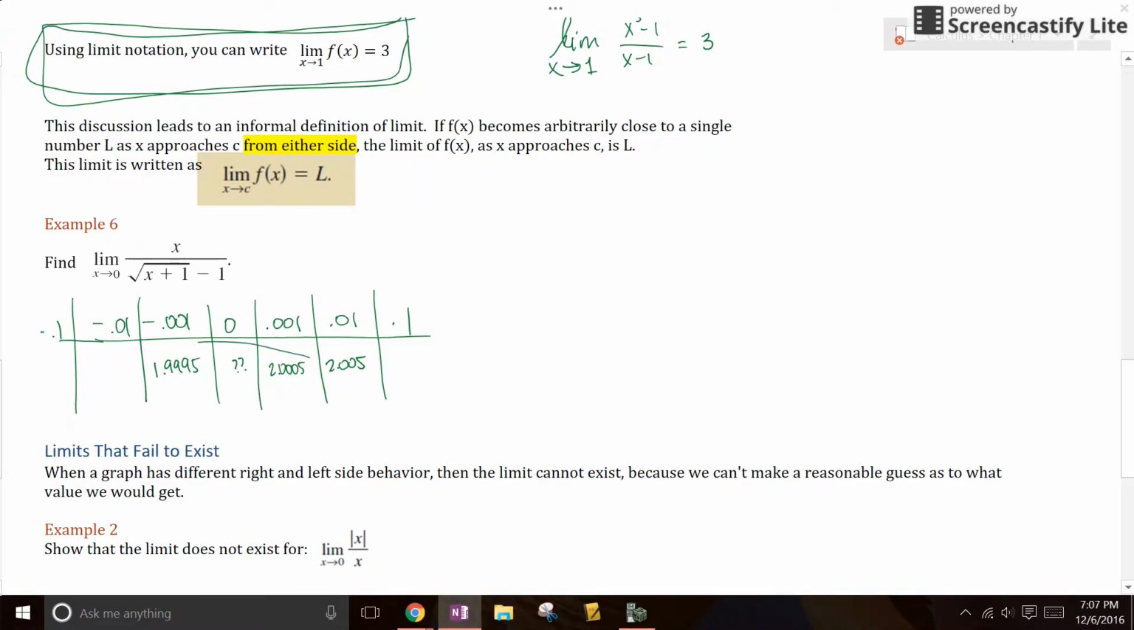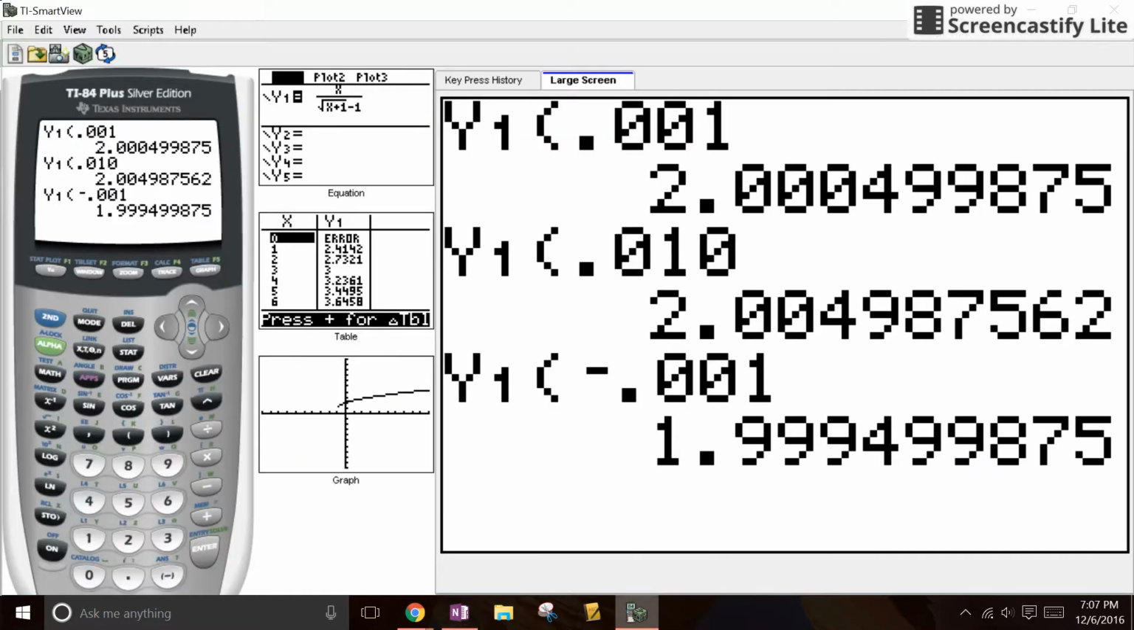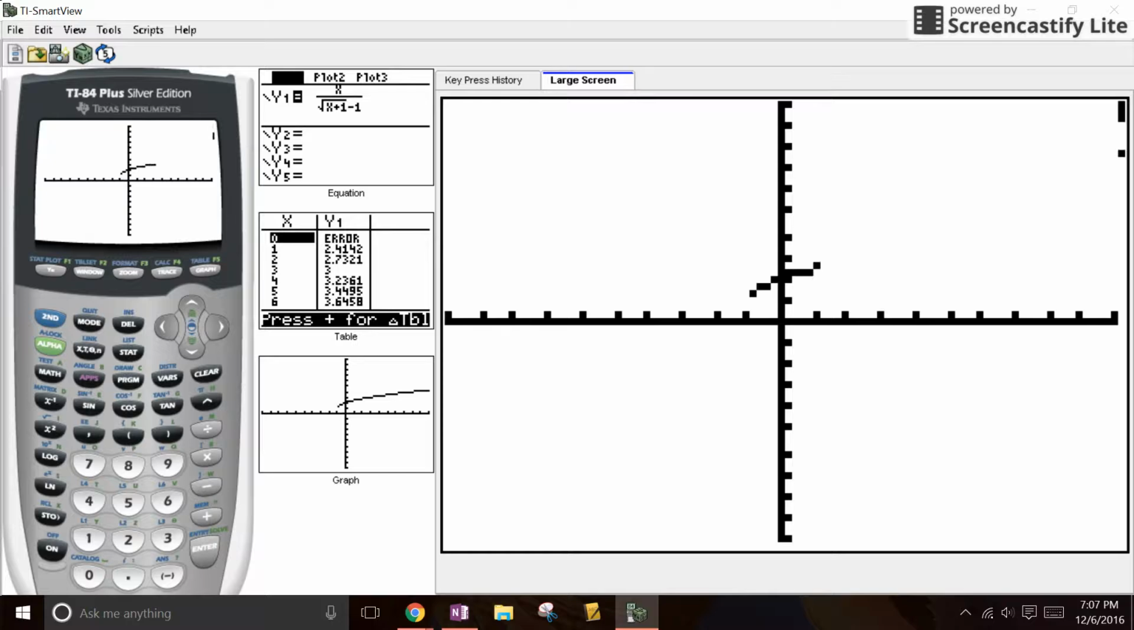But look, remember what we look at? We look a little to the left, we look a little to the right, and we see if we can make an educated guess. Now, I should find some more values here, right? I should find some more values so I feel pretty good. Or maybe I should look at the graph.